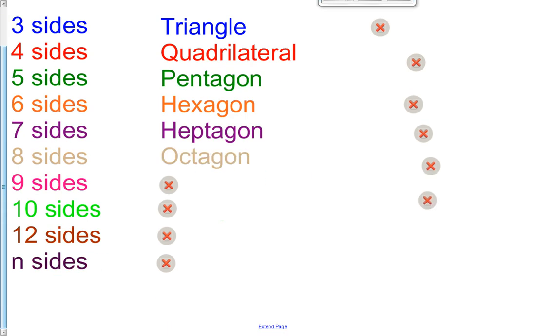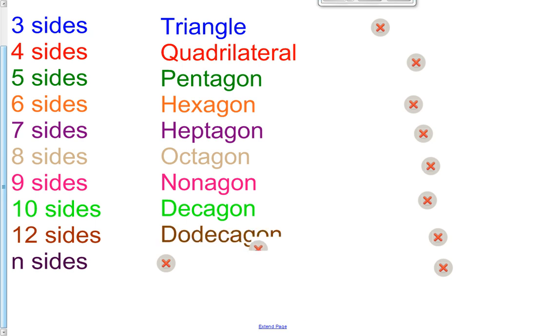A nine-sided figure is called a nonagon. Maybe that one's a little bit less known. A decade has 10 years. A decagon has 10 sides. And then do means 2, deca means 10, so a dodecagon is a 12-sided figure. These are the names for those polygons.